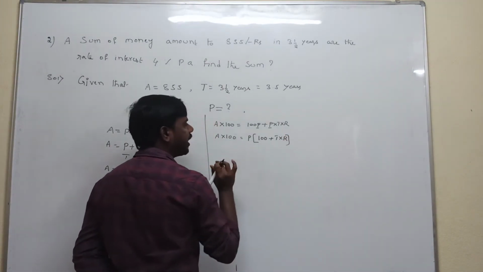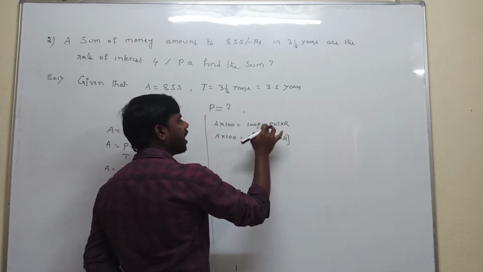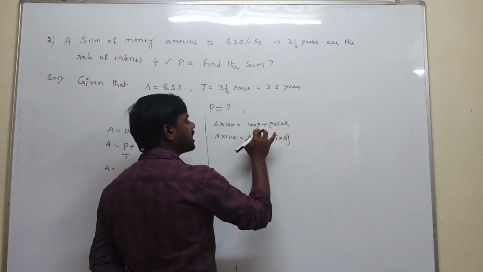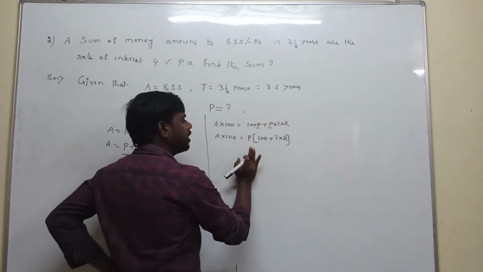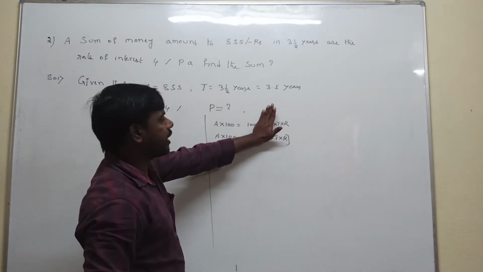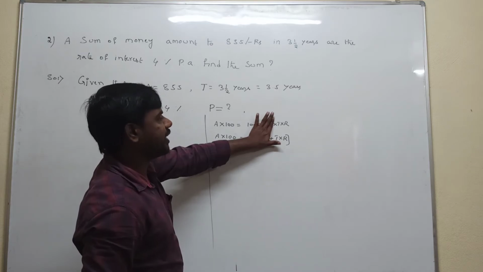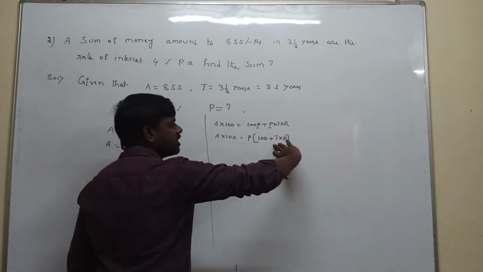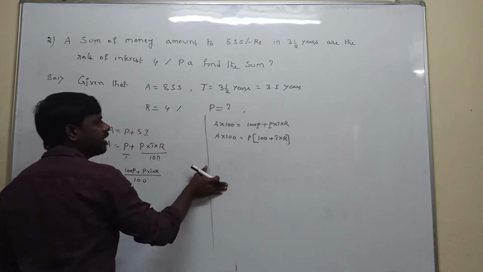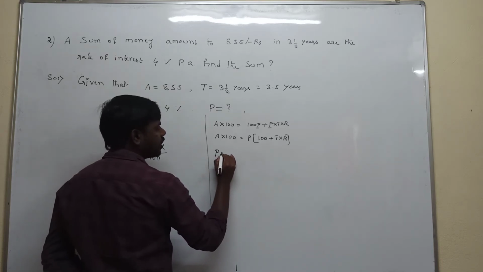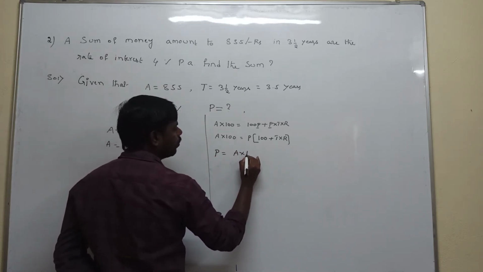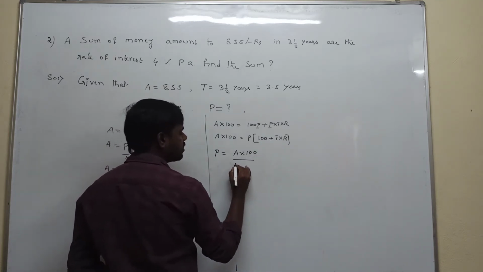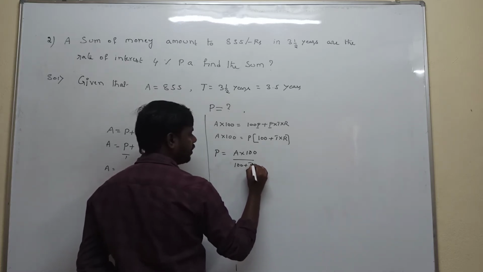So everyone understood this point? In these two terms, P is the common letter. That's why we take P common from these two terms. What is left is 100 plus T into R. But we need to calculate capital P. That's why this term goes into the left hand side denominator. So capital P is equal to A into 100 divided by 100 plus T into R.